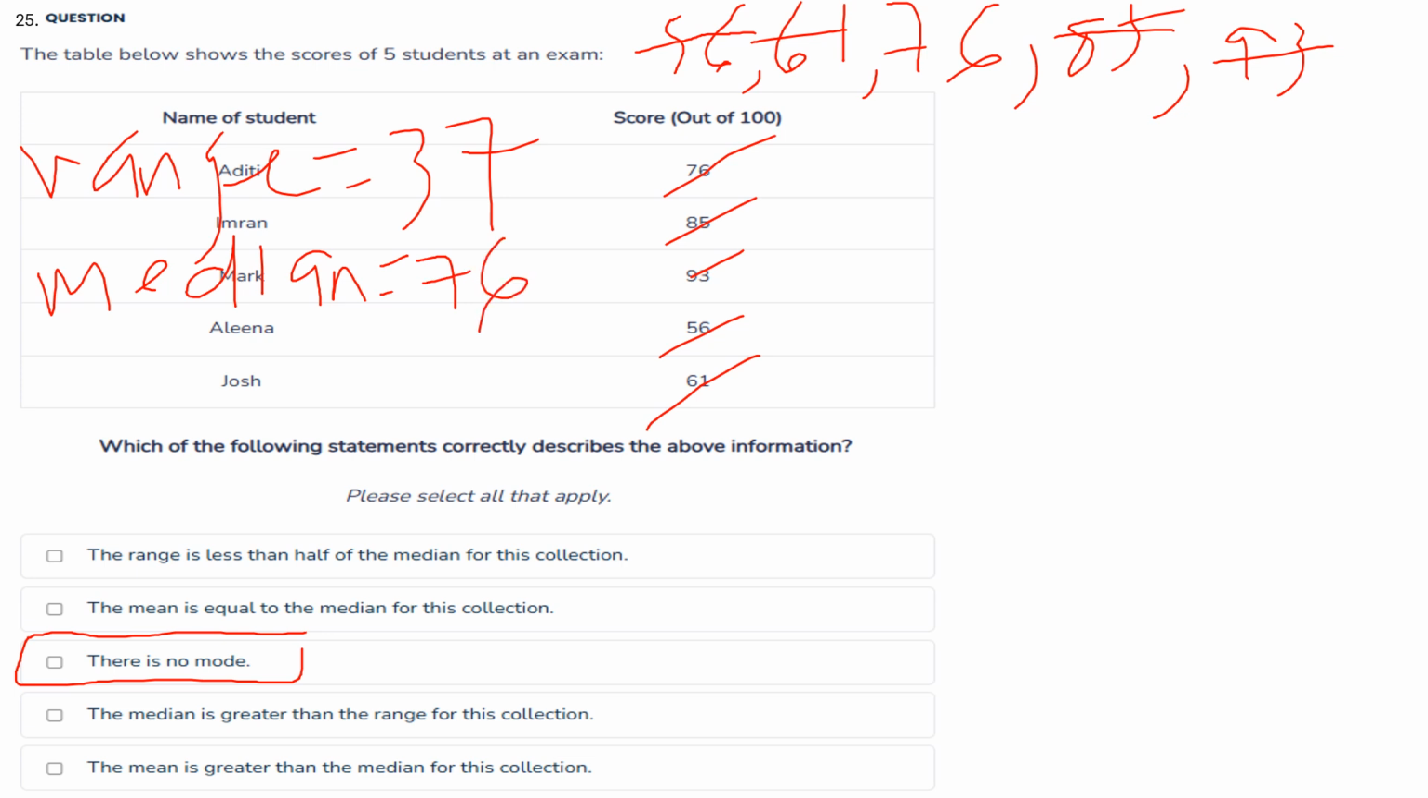We need to find out the mean. So we found the range. We know that there's no mode. So the mode is the number that repeats. There is no mode.